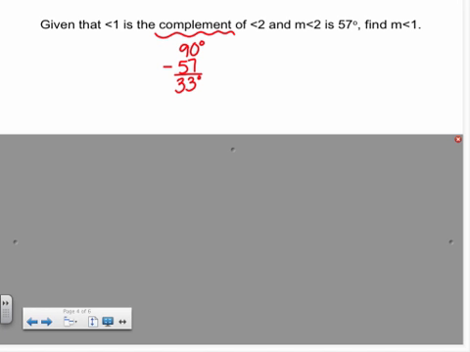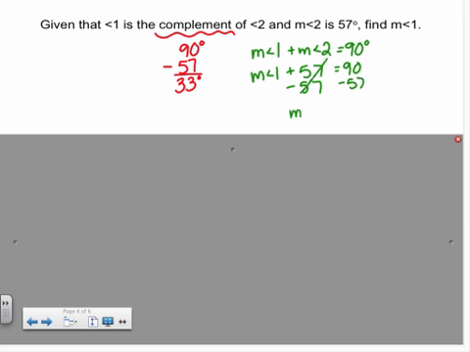Algebraically, this means that the measure of angle 1 plus the measure of angle 2 equals 90 degrees. If the measure of angle 2 is 57 degrees, I can subtract that from 90 to get the measure of angle 1. In my equation, I'll substitute 57 for the measure of angle 2, and then subtract 57 from each side.